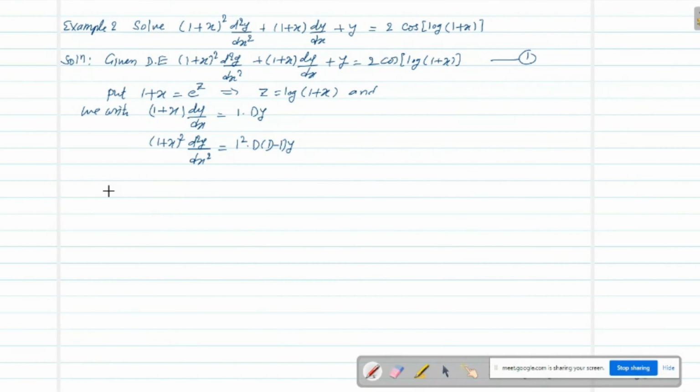Now substituting all these values in equation number 1, equation number 1 will reduce to a linear differential equation with constant coefficient. Therefore equation 1 is reduced to a linear differential equation with constant coefficient.